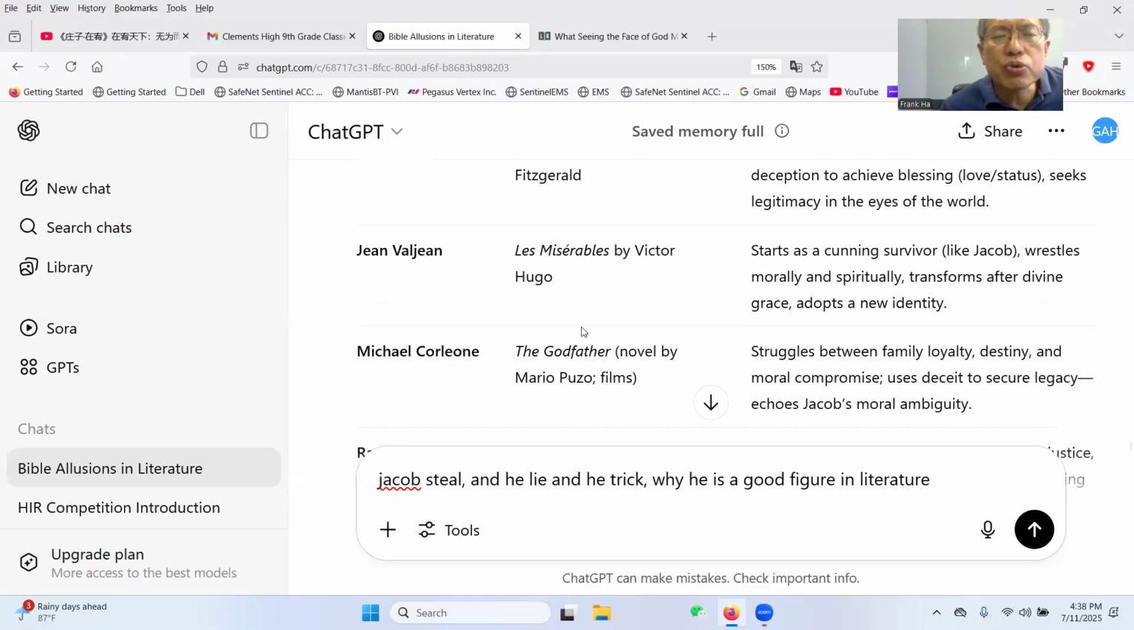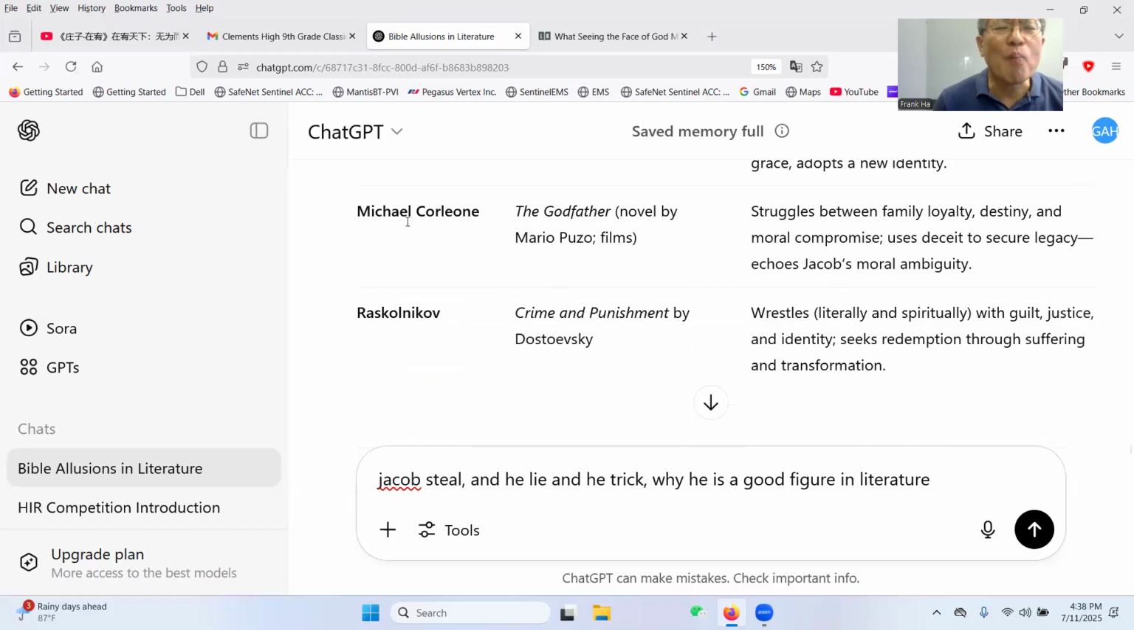He's like this dude, Jean Valjean in Les Misérables by Victor Hugo. Keep on, go. Starts as a cunning survivor like Jacob, wrestles morally and spiritually. Transforms after divine grace, adopts a new identity. New identity. Michael Corleone, The Godfather. Homework.